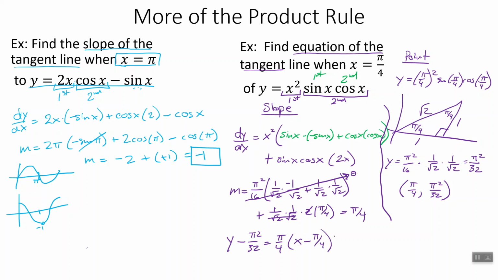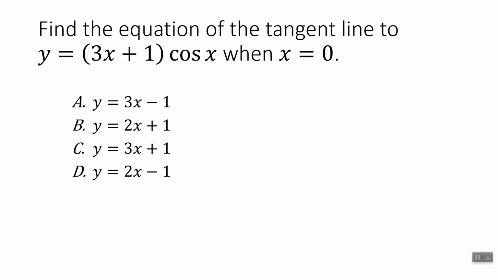That one was a bit of work there, guys. All right, but it can get tricky. We can do product rules inside of product rules. That can happen. All right, so here's another example. This one's a little bit easier. Find the equation of a tangent line to y equals 3x plus 1 times cosine when x equals 0. So go ahead and pause it, try and work it out.